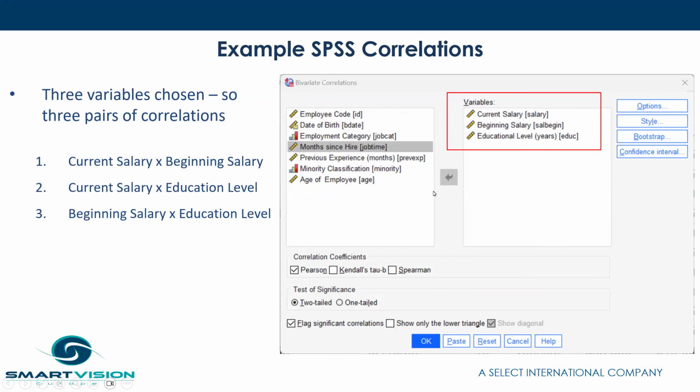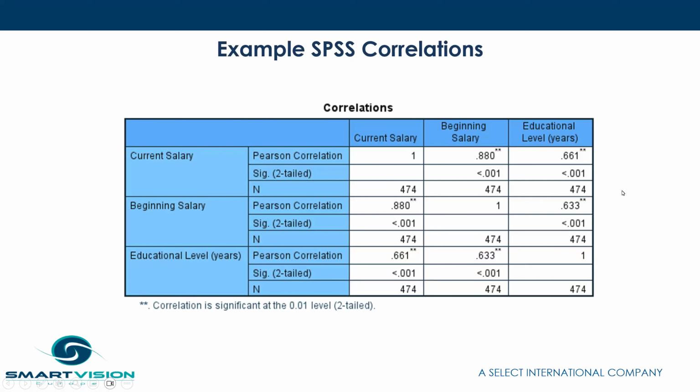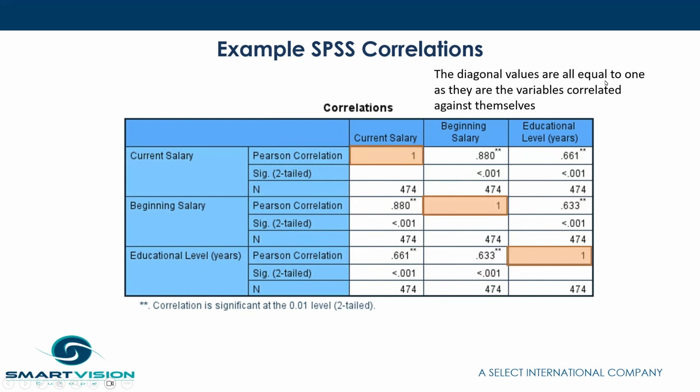And when we run that analysis, it produces a table like this, which people will often find quite overwhelming because there's a lot of information in it. So let's try and simplify it a little bit. First of all, the table's a mirror image. So these values are mirrored each way because it's showing you the correlation between current salary and beginning salary, and then the correlation between beginning salary and current salary. It's the same thing, 0.88 here. So it mirrors everything. That's the first thing. The second thing is the diagonal values are all equal to 1 because that's the variable correlated against itself, which you can imagine is just a perfect 1. So again, it's redundant, not necessary.